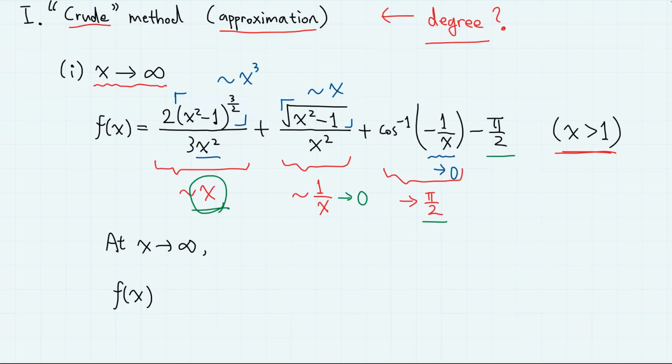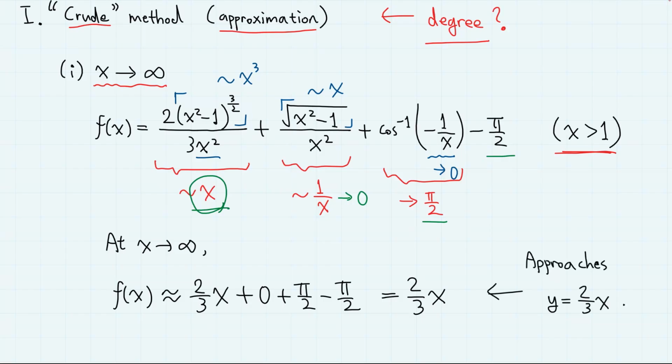That is, at the x approaching infinity limit, f of x is approximately 2/3 times x, and the second term approaches 0, the third term approaches pi over 2, and the fourth term is minus pi over 2, which gives 2/3 times x. That is, f of x approaches the line y equals 2 over 3 times x.